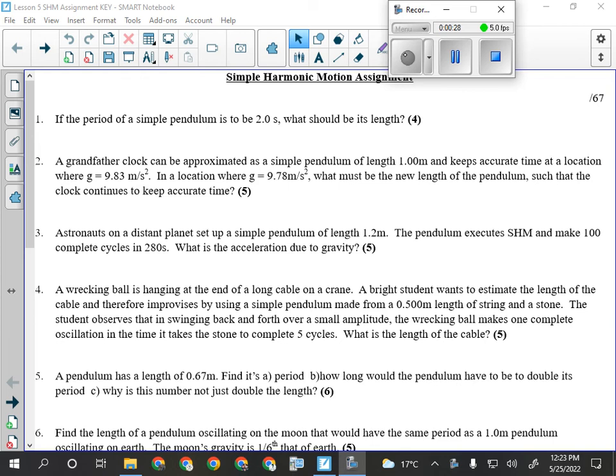So question number one, if you're given the period of a pendulum, you're just asked to find its length. So show your givens, show your formula, manipulation, and answer. You got your 4 marks.